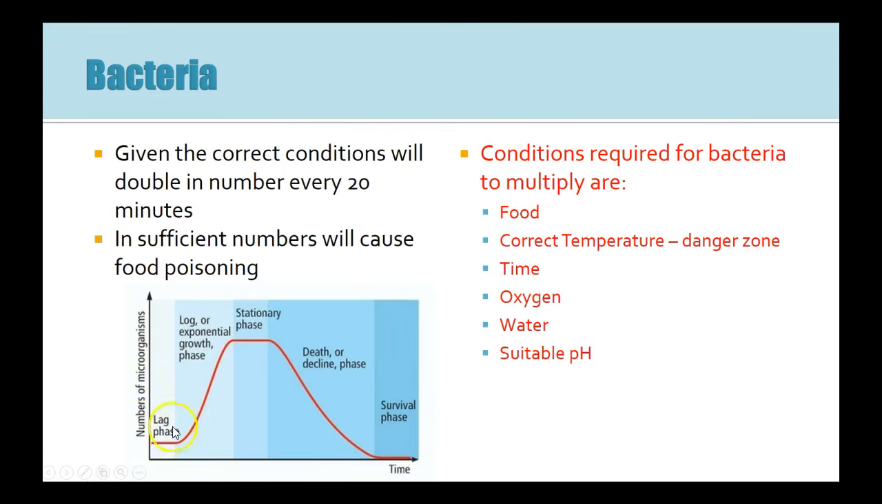So if we actually have a look at the number of microorganisms in a food, you have a lag phase, and then you have the perfect conditions to create an exponential growth, and then what we call a stationary phase. And then eventually what happens is some of these nutrients run out, and then you have a death phase.